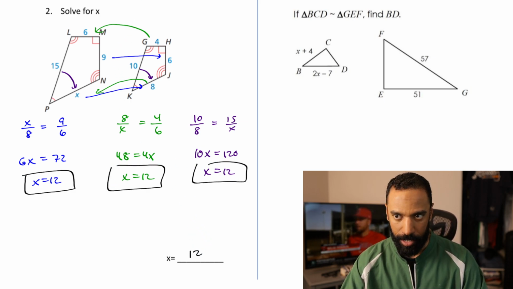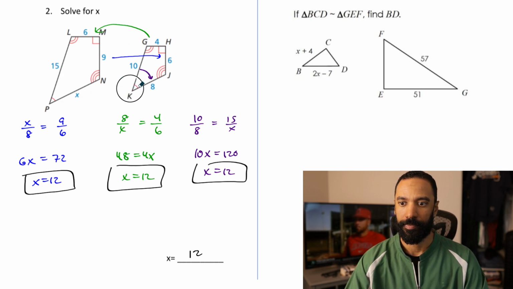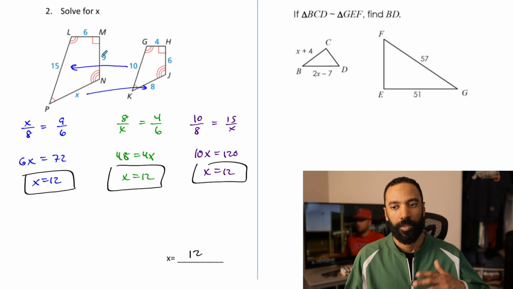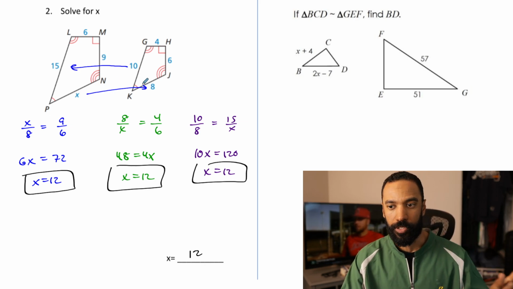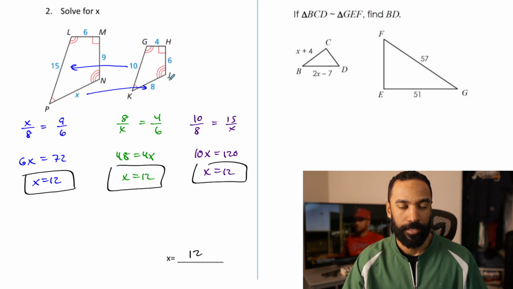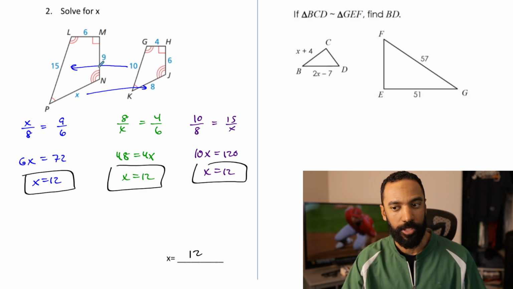Let's do an incorrect version of this. Allow me to erase these, please. Let's do some simple ones that would be incorrect. X over 8 equals 10 over 15. What's wrong with that? We didn't go the same direction. You went from big to small and small to big.